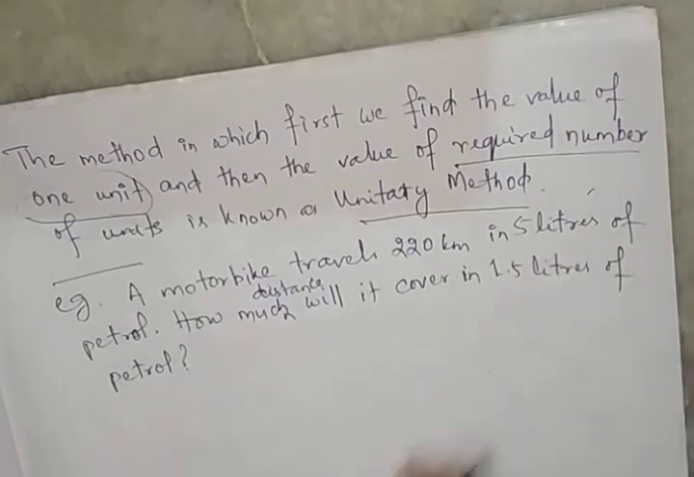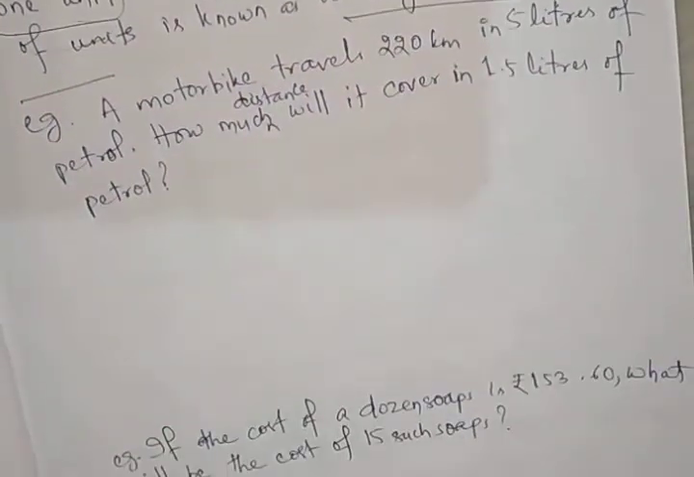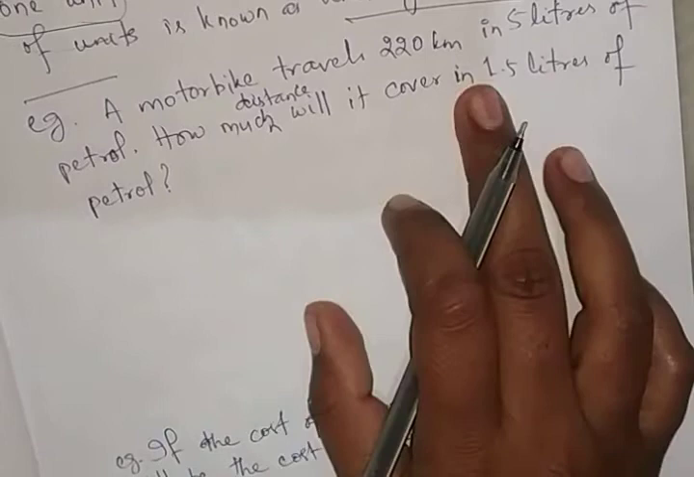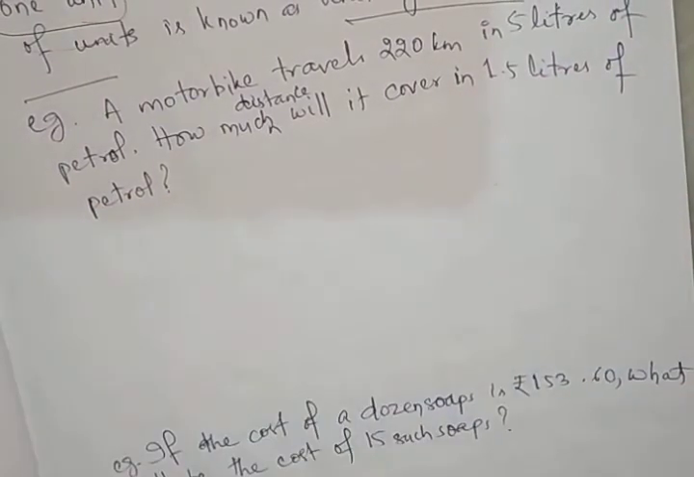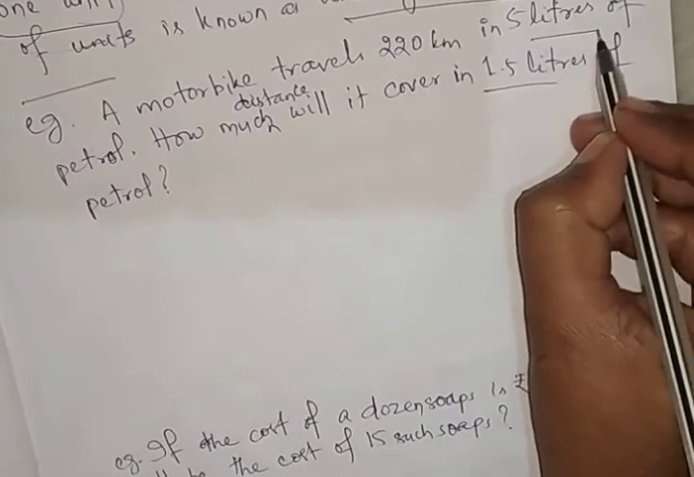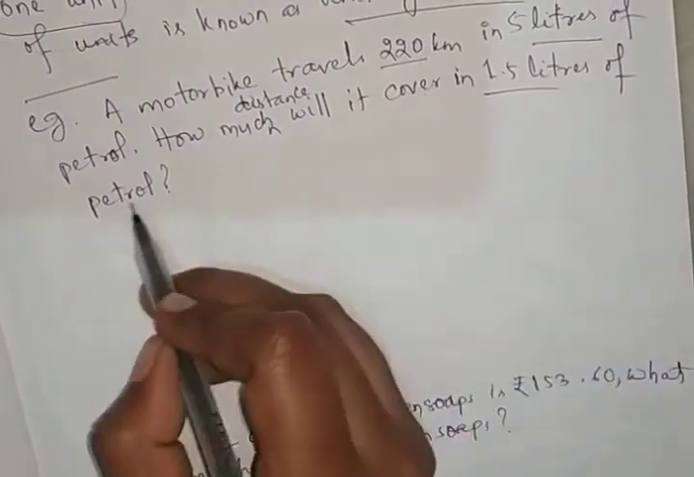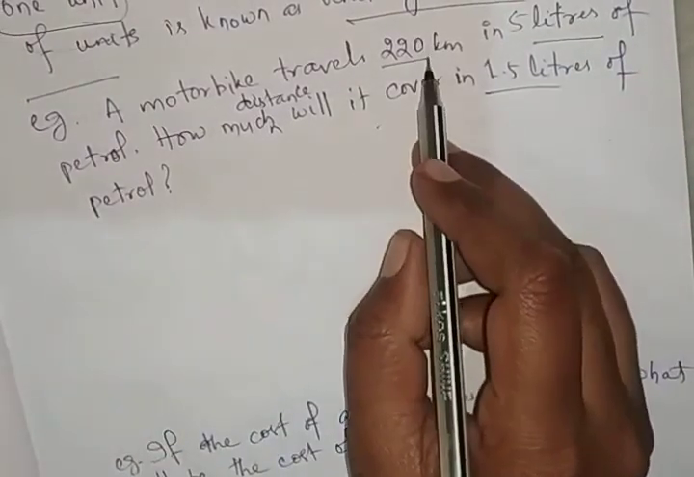Okay, so let's see some examples. First example: a motorbike travels 220 km in 5 liters of petrol. How much distance will it cover in 1.5 liters of petrol? So here petrol is given, so we have to find the distance.